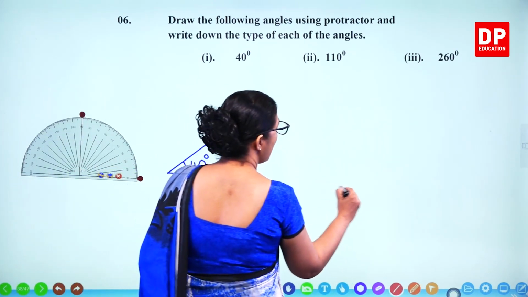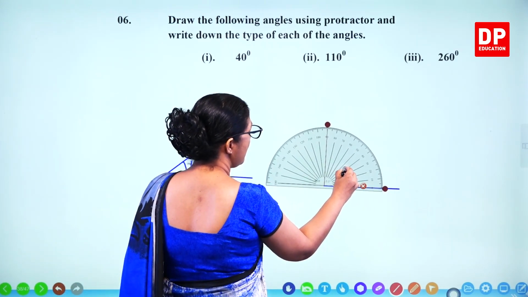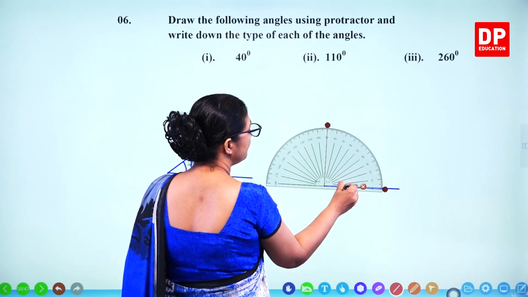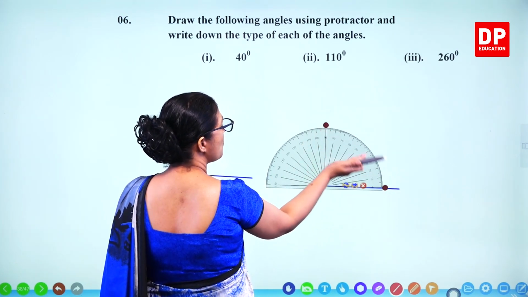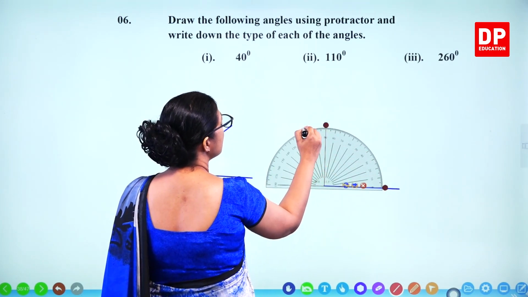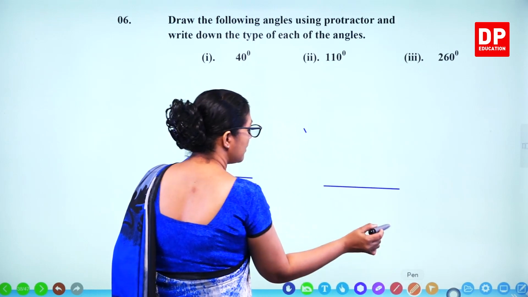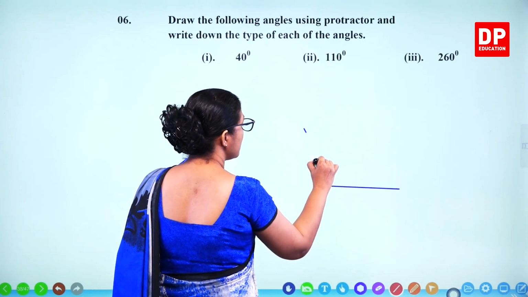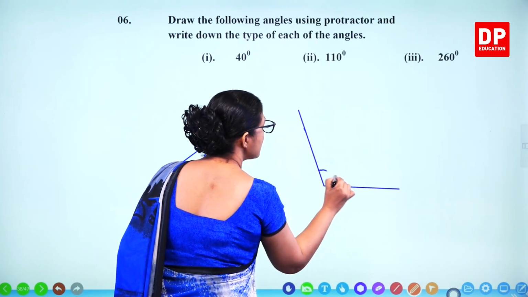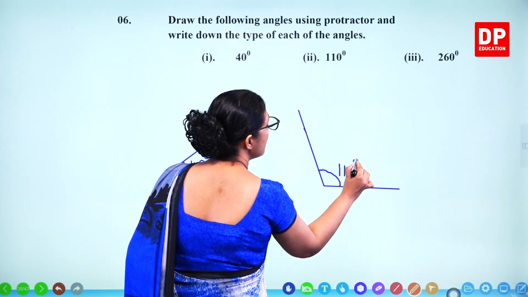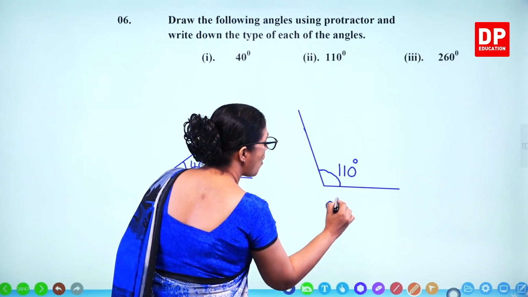110, you draw a line segment, and now we can keep the protractor here and we have to measure 110. 110 this way. 100, 110. This one. So you can draw it here to here. So this angle is 110. This is more than 90 and less than 180. So this is an obtuse angle.